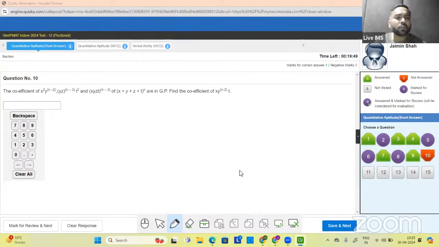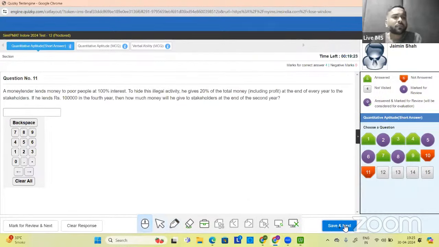The coefficient of x square raised to n minus 2 and x y z into n minus 3 t square. These are in GP. Find the coefficient of this term. ये बाद में देखते हैं.